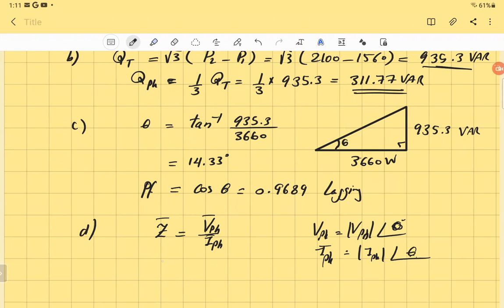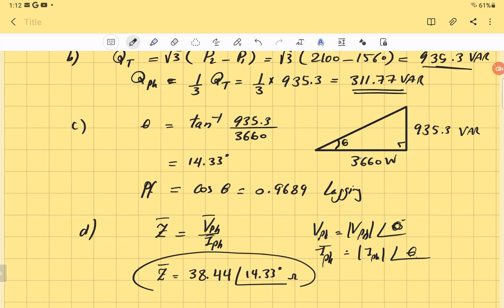I'll give you the answer so you can check if you got it right or wrong. Z, the impedance, is equal to 38.44, and the angle is equal to 14.33, the same angle, by the way. So try to do it at home and see if you get the same answer. Any question?